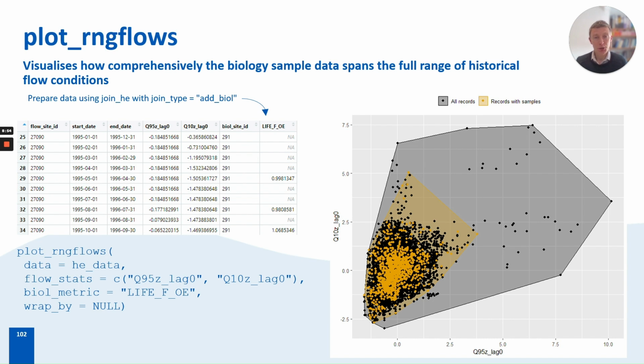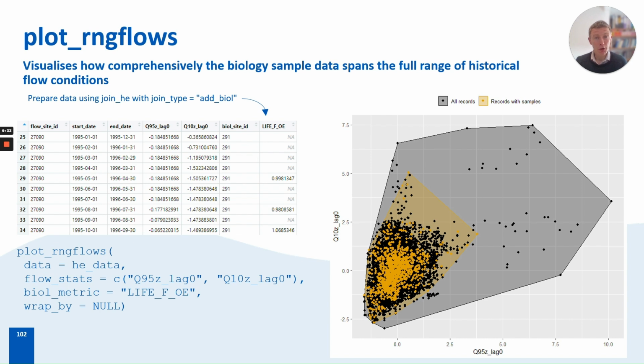In this particular instance, you can see that the orange polygon covers the vast majority of the points on our scatter plot. This indicates that in our data set as a whole, across all sites, our biological data span both higher than normal and lower than normal flow conditions with respect to both Q95 and Q10. We therefore have observations of our biological community under almost the full range of flow conditions. And that gives us confidence that this data set is suitable for us to use to calibrate a hydroecological model.